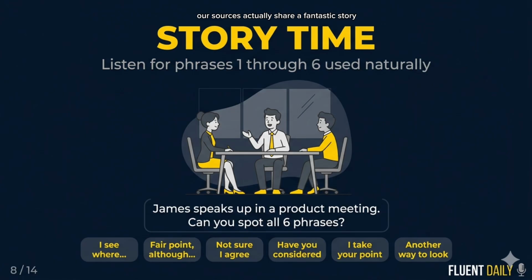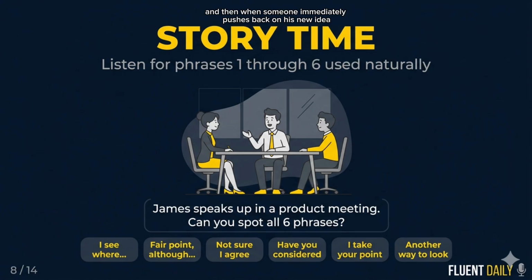Our sources actually share a fantastic story that shows these specific strategies shifting the energy of a room. So there's this product team, and they've been arguing about a pricing strategy for an hour. Tensions are high. Very high. People are getting defensive. And finally, a team member named James speaks up, and he doesn't attack the pricing model. He says, I see where you're coming from, but I think there might be another way to look at this. Have you considered that the issue might actually be how we're communicating the value rather than the price itself?